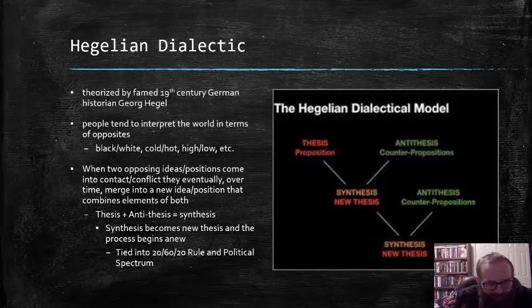This is very closely tied in with the 20-60-20 rule and the political spectrum that we just got finished speaking about. Now, this diagram over here really kind of illustrates this pretty well, I think.